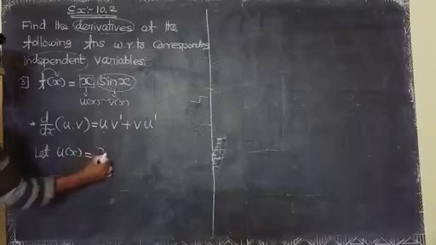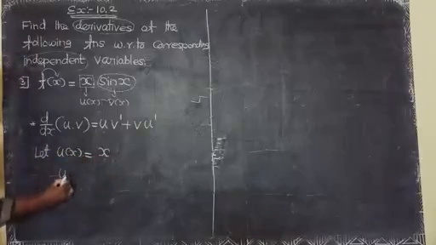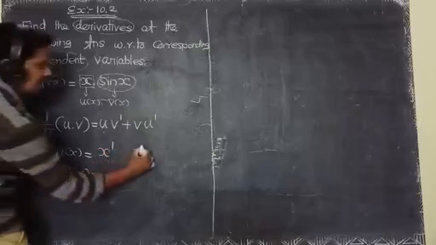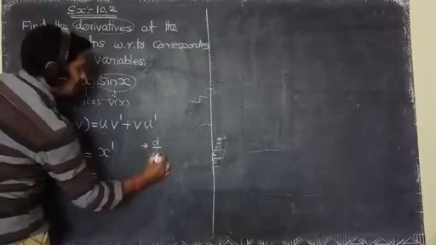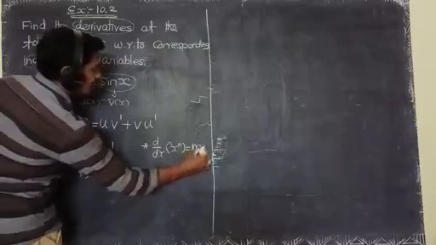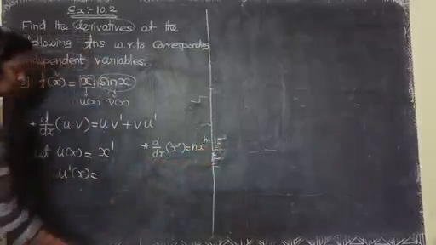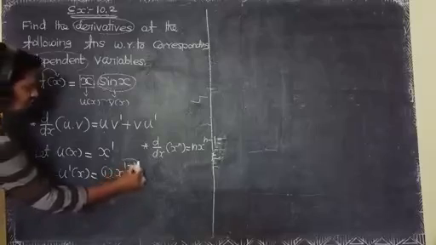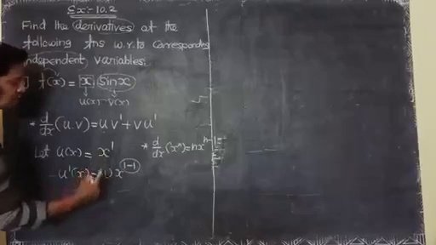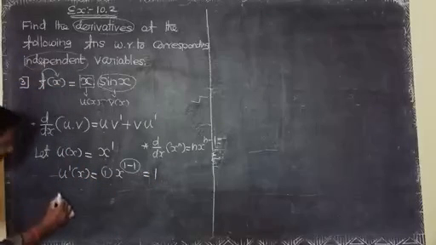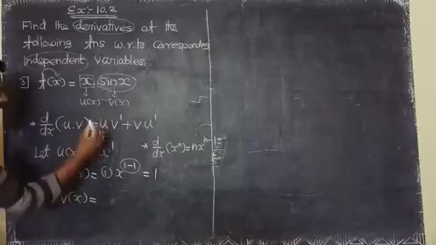Let u of x be equal to x. Then u dash of x is the derivative of x power 1. Using the formula d by dx of x power n equal to n into x power n minus 1, 1 minus 1 is 0, x power 0 is 1, and 1 into 1 is equal to 1. Next, let v of x be equal to sin x.